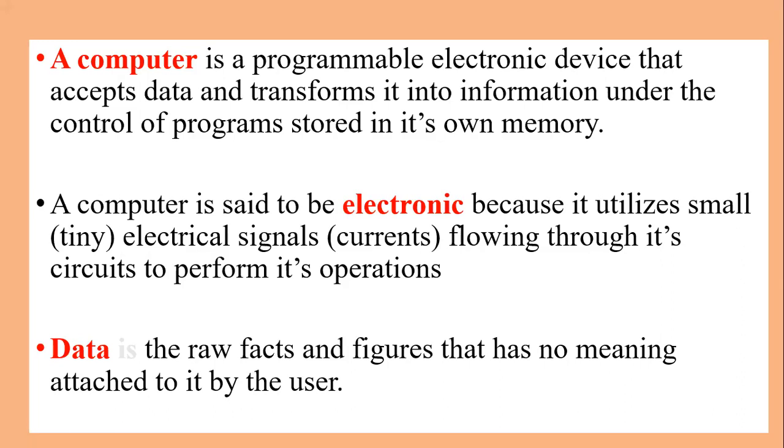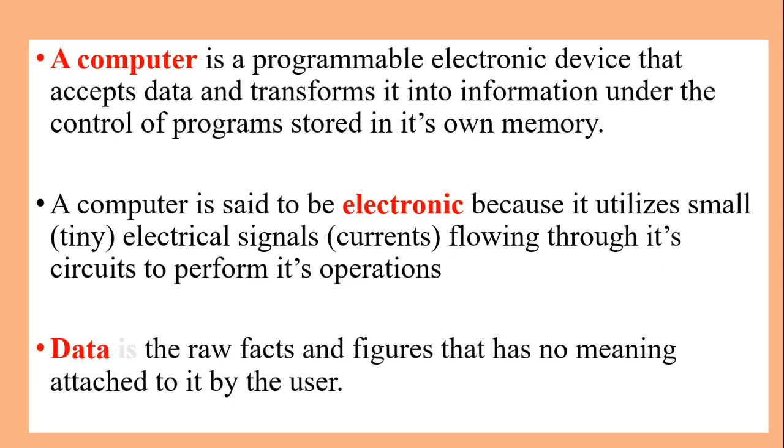A computer is a programmable electronic device that accepts data and transforms it into information under the control of programs that have been stored in its own memory. A computer is therefore said to be electronic because it utilizes small or tiny electrical signals or currents flowing through its circuits in order to perform its operations.